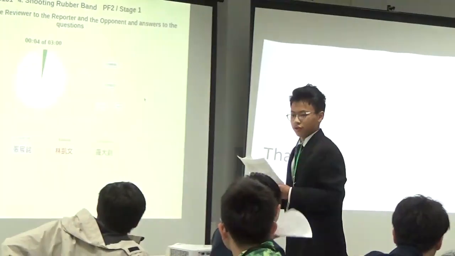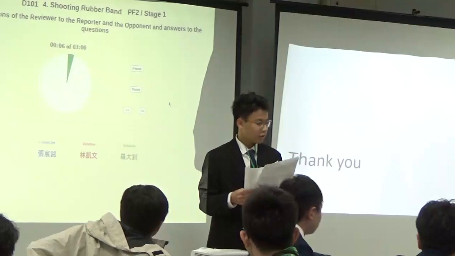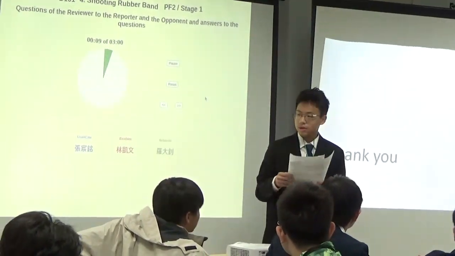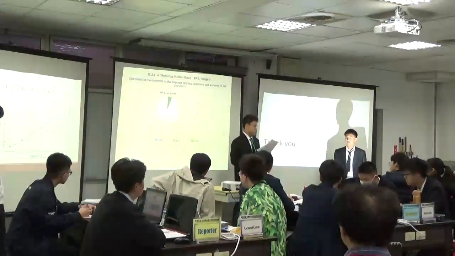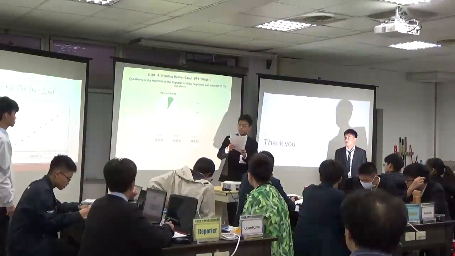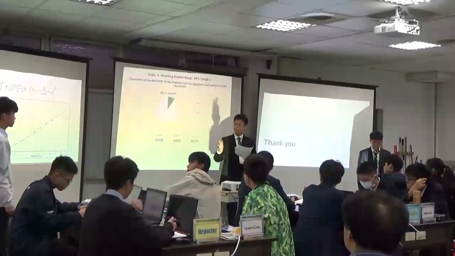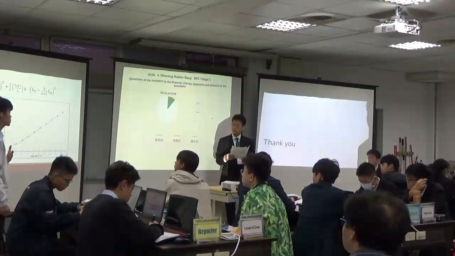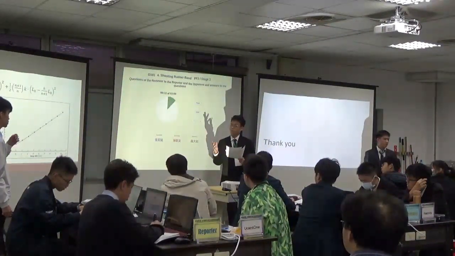Okay, so I'm the reviewer for team activity, and I'm going to ask a question for both the reporter and the opponent. What do you think is the most important parameter? The launch angle, the spin, or the elongation? The most important parameter.